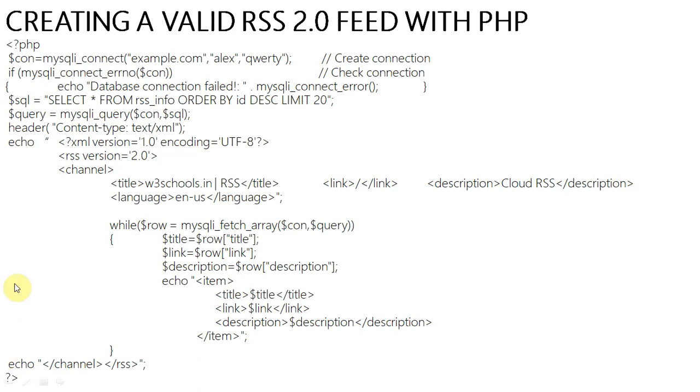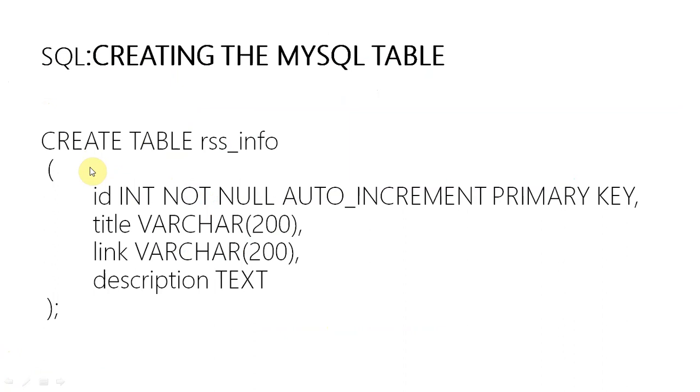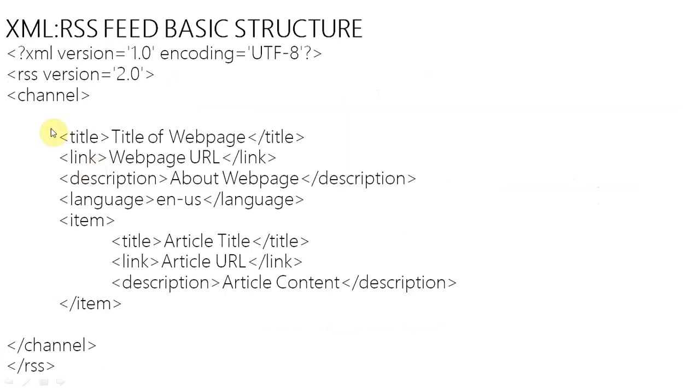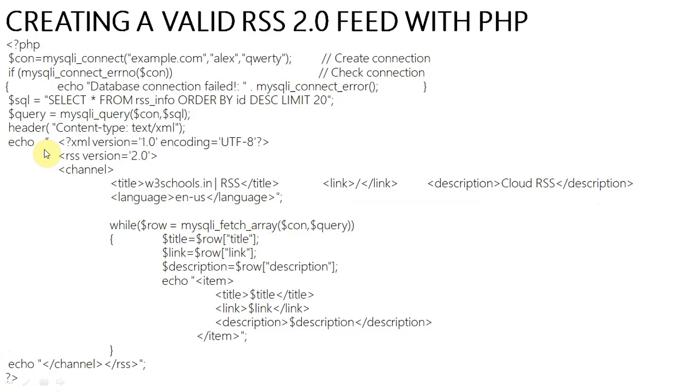So here the second statement is RSS version 2.0, and then we have started channel. So you can see again here RSS version 2.0 and then channel. So same XML program, this XML program we are creating inside the PHP.